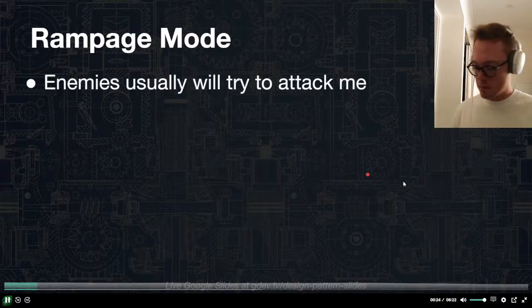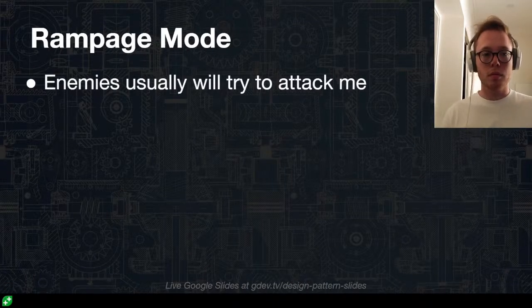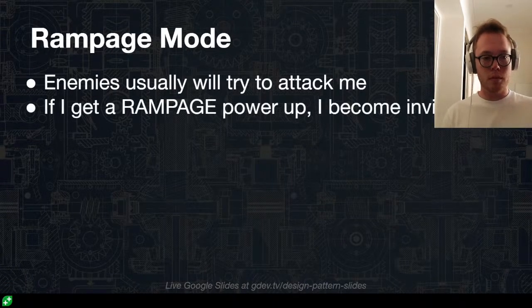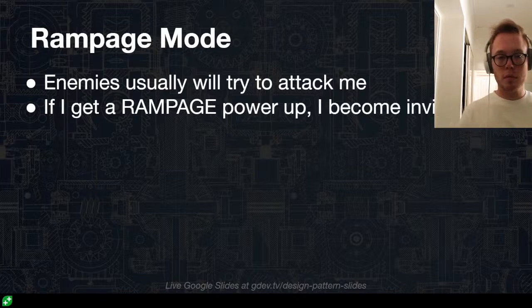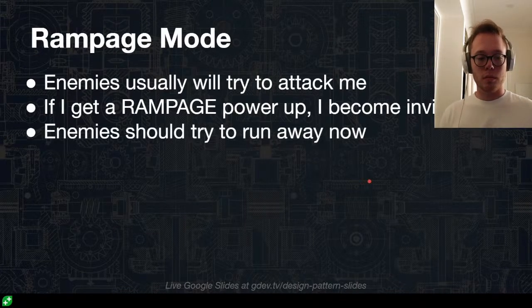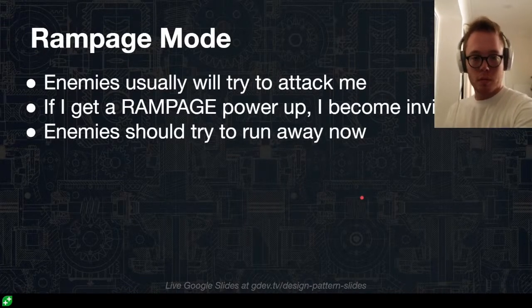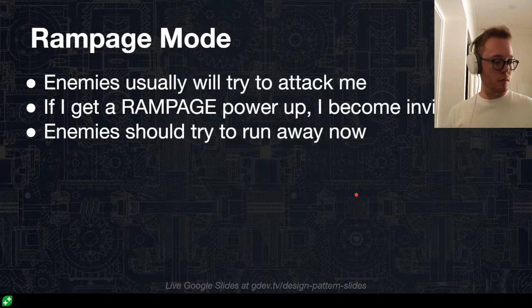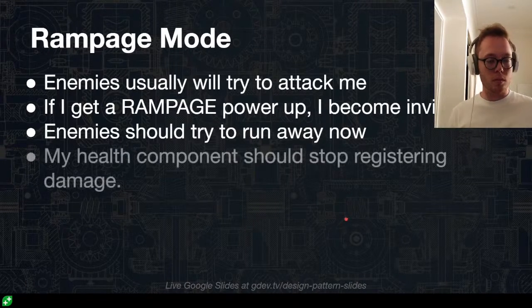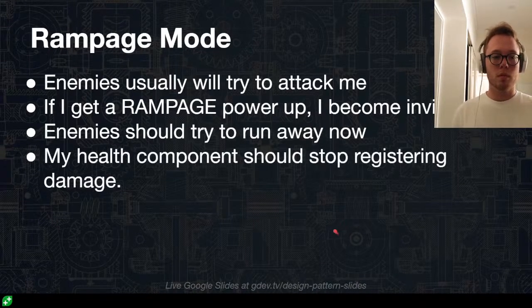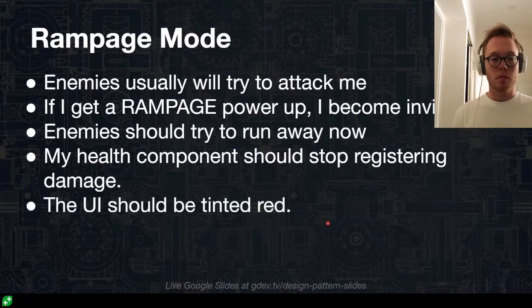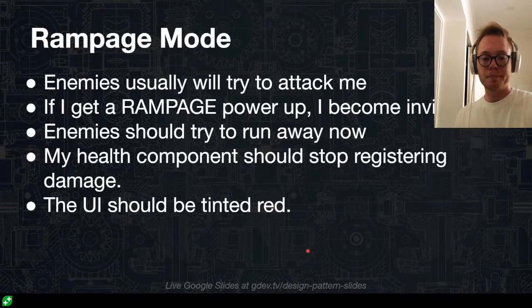So usually enemies will try to attack me. However, if I get a rampage power up, I become invincible. And as a result, enemies should try to run away now. But a few other things happen in the game as well. That's not the only behavior that people see. They will also see that their health component should stop registering damage, and that the UI should be tinted red or some other kind of UI update and indicator.